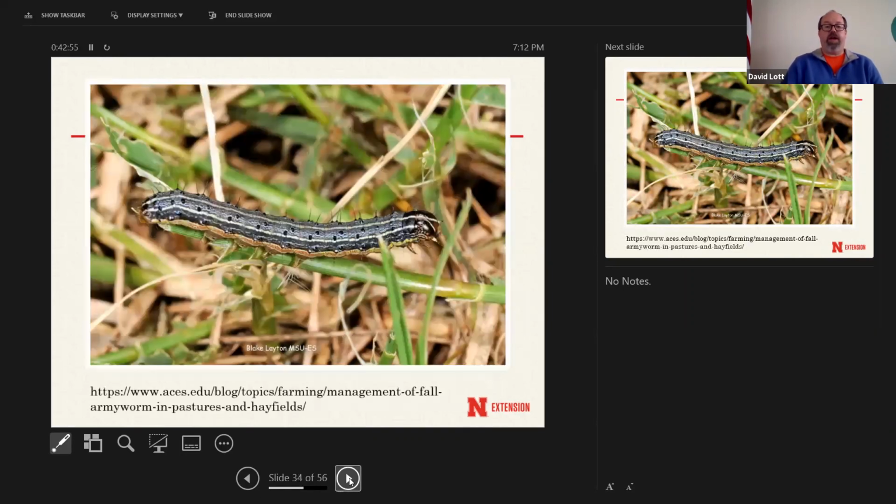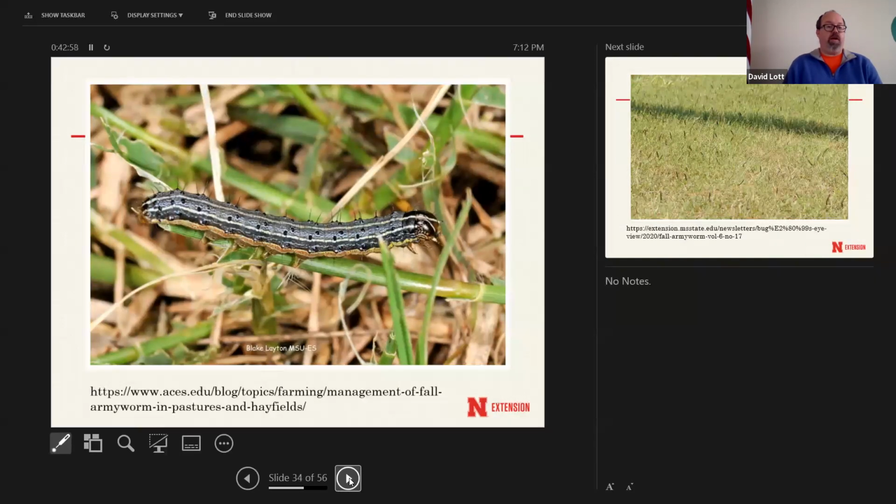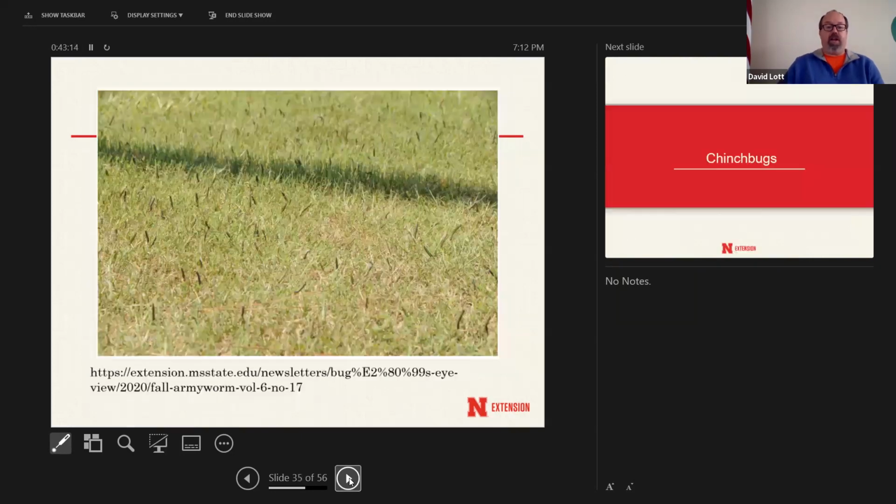And then here is an up close picture of the larva in its full glory with the stripes. It does have some hairs on its back. It has a dark head, and it can be from green, shades of green, all the way down to almost looks pitch black. And then this is a picture of what it can do. Just literally strips everything out as they march along.